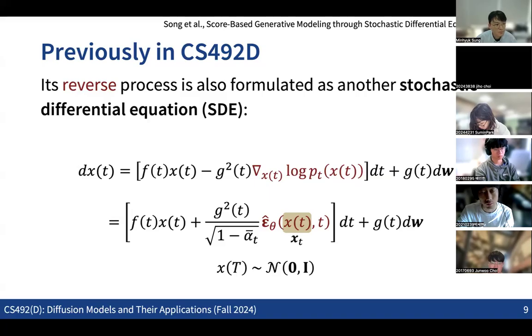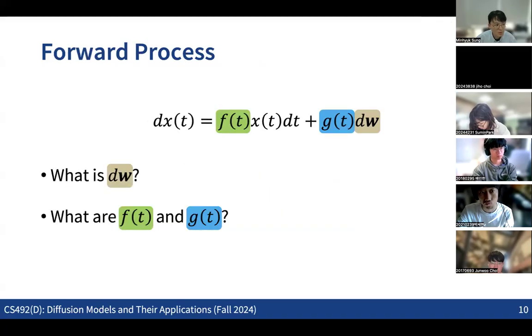Clear? One more thing: we have seen that all the diffusion forward processes can have this SDE formulation, right? Then obviously the question might be, what are ft and gt here, and what is the meaning of this dW here? We are going to see them one by one without going through all the details of the proof. We are first going to see the meaning of this dW.